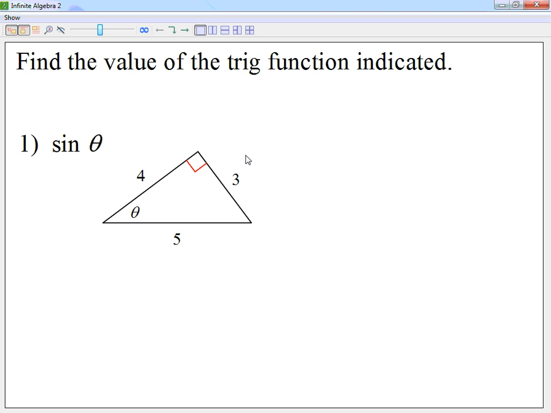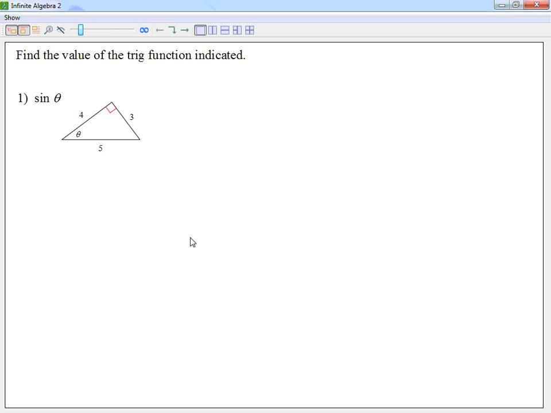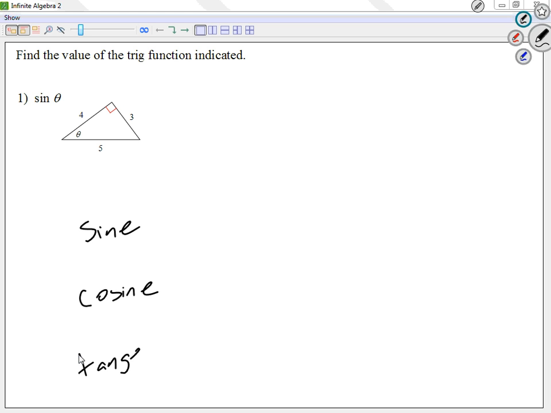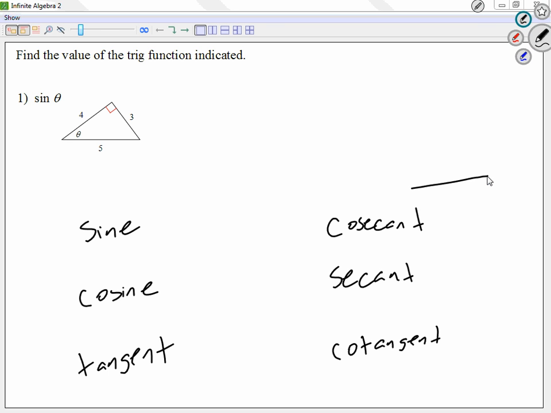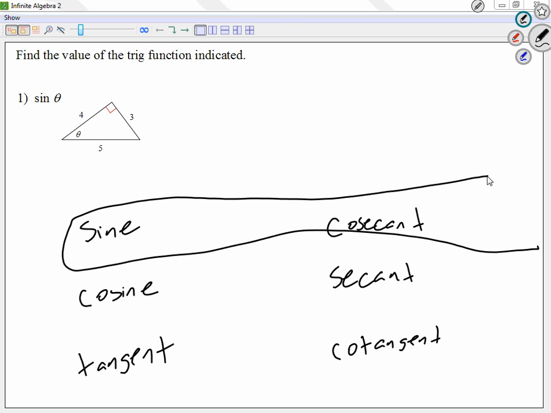So trigonometry. There's six names we're going to be looking at. The names we're going to be looking at are sine, cosine, and tangent. You guys don't have to write this down. I'm just going to talk about this real quick. Sine, cosine, tangent. And then we have cosecant, secant, and cotangent. For today, I'm only going to focus on sine and cosecant.